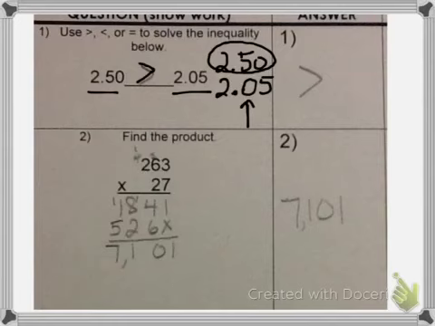Number 2, find the product. When I multiply these, the first line should be 1,841. If you got this question wrong, check that the first line has the correct digits. If you don't, you multiplied incorrectly. The second line should be 5,260. That X is a placeholder. Again, check to see that you have this line correct. After we add, we end up with 7,101.